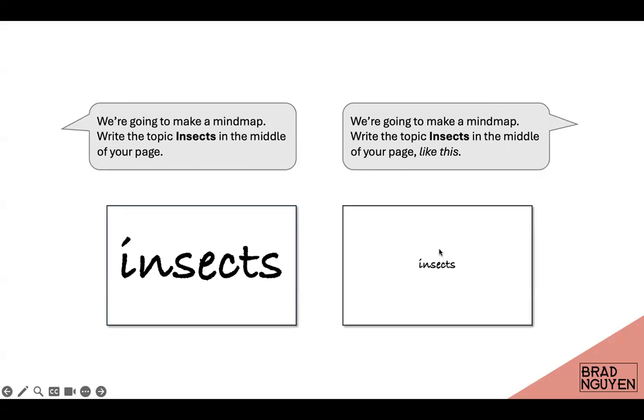And if you show them how to write insects on their page, you're actually giving them a lot more information. You're showing how big they should write insects relative to the contours of the page. So without adding a lot more instruction, you're actually giving them a lot more information about what to do.